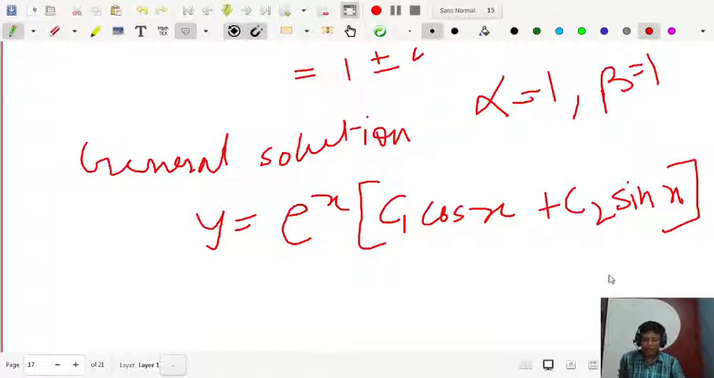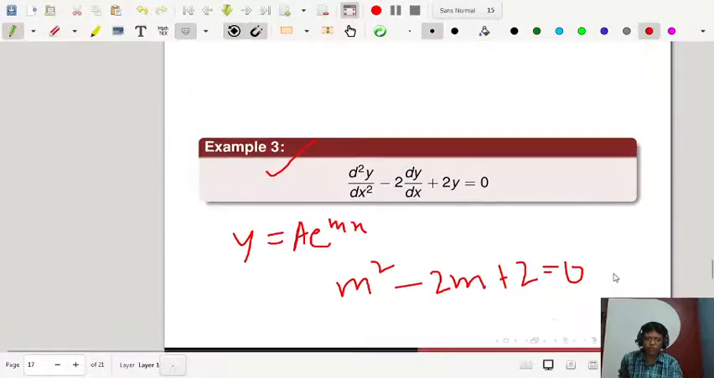Okay, clear? So clear, everybody, this is how you have to deal with the problems. It's very easy to deal with the problem.